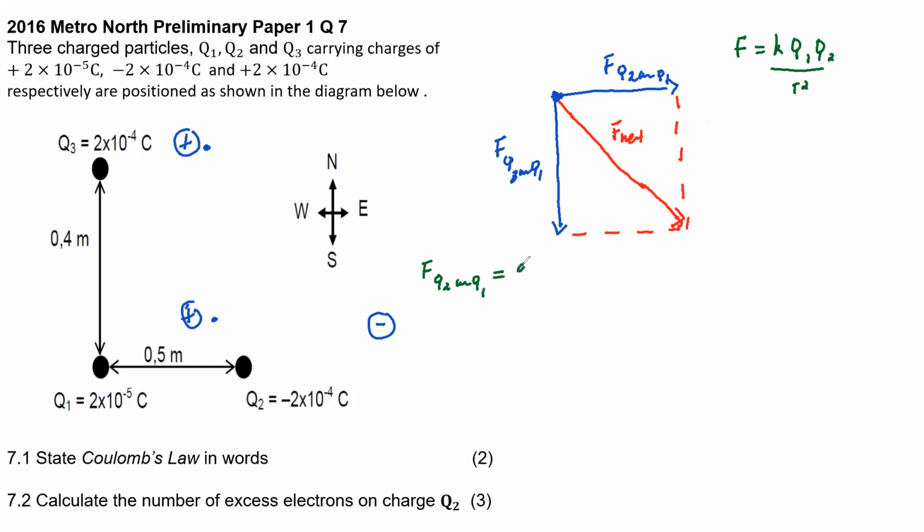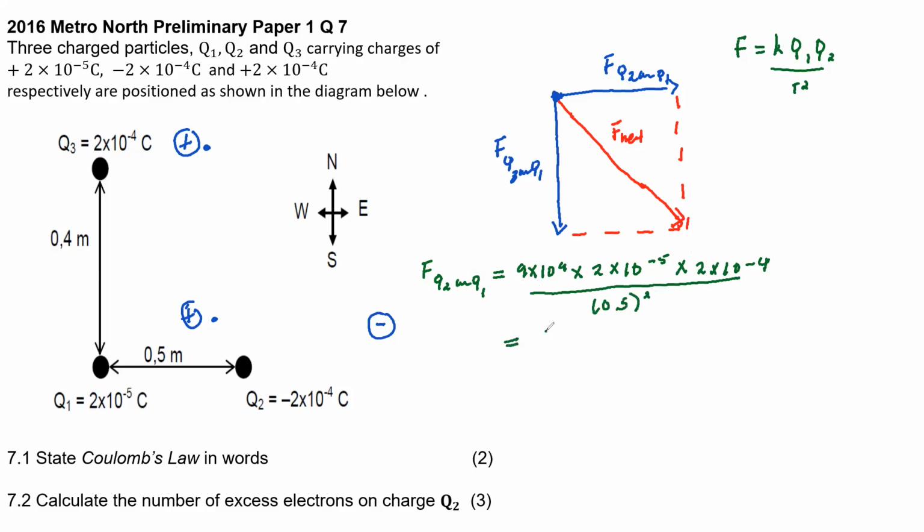It's going to be 9 by 10 to the power 9 multiplied by 2 times 10 to the power -5. That's Q2 on Q1, times again 2 times 10 to the power -4. The distance between their centers being 0.5 meters, and that's squared.